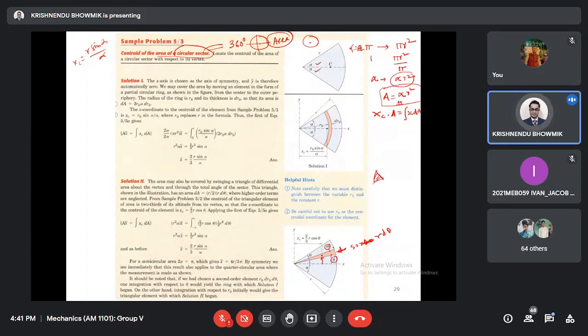You consider this strip. What is the area dA of this strip? Half base r d theta multiplied by height. Height is r. So half r square d theta. dA is half r square d theta.